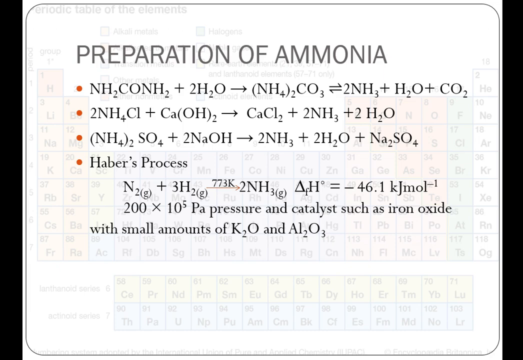On a large scale, ammonia is manufactured by Haber's process. In Haber's process, nitrogen and hydrogen in the ratio of 1:3 are allowed to combine at 200 atmospheric pressure and at a temperature of 773 Kelvin. Catalysts are also required, such as iron oxide with small amounts of potassium oxide and aluminium oxide, to increase the rate of reaction.